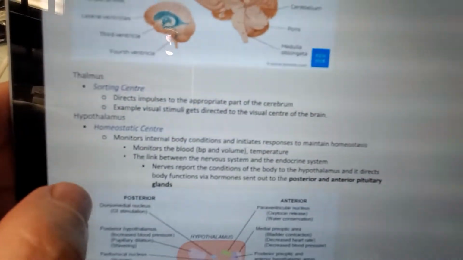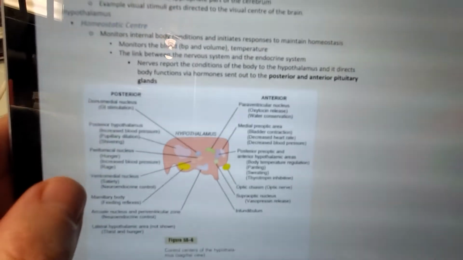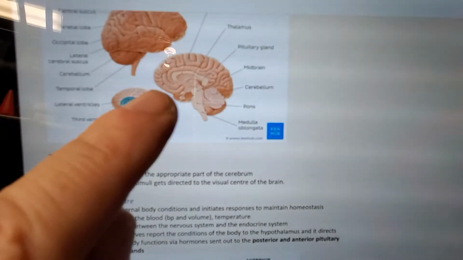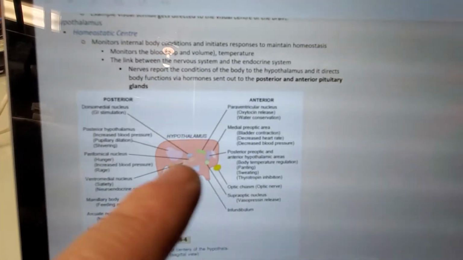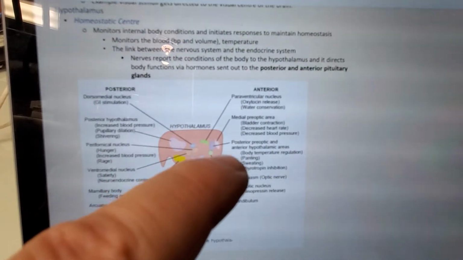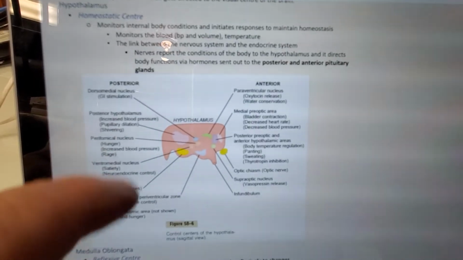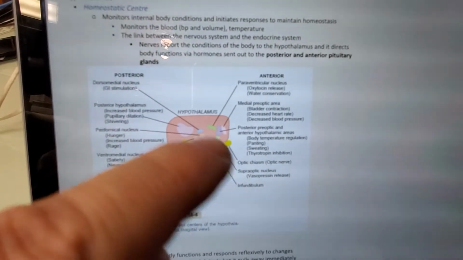Like I said, it's part of your autonomic nervous system. We don't control the hypothalamus. It's deep here in your part of your brain. There's all the things that the anterior and posterior pituitary glands control.